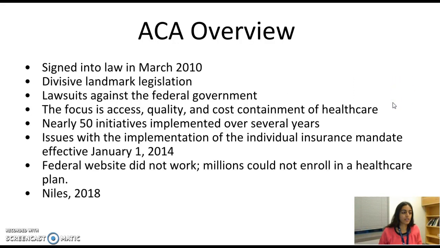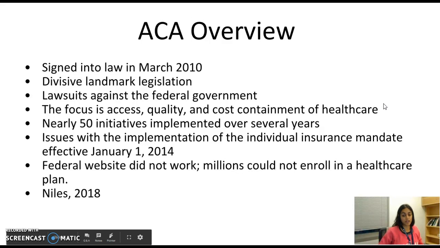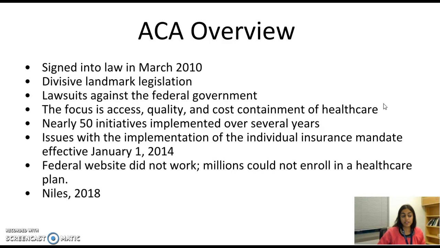So let's do an overview to begin with. ACA was signed into law in March of 2010. It was a divisive landmark legislation. The Congress was very split over the decision and it won by a small margin. Lawsuits were filed against the federal government about matters with the ACA. The focus of ACA were access, quality, and cost containment of healthcare, so it really had a public health focus.